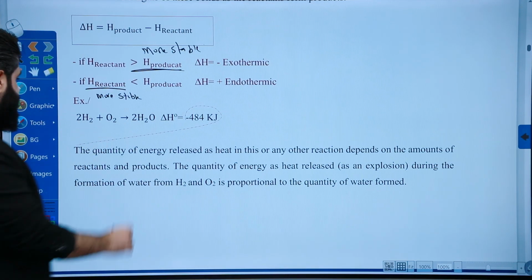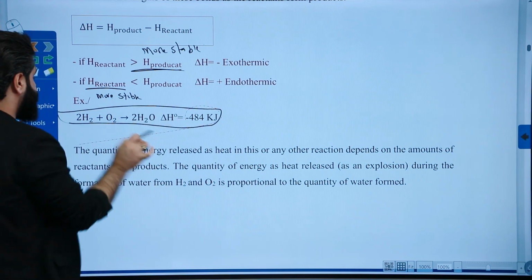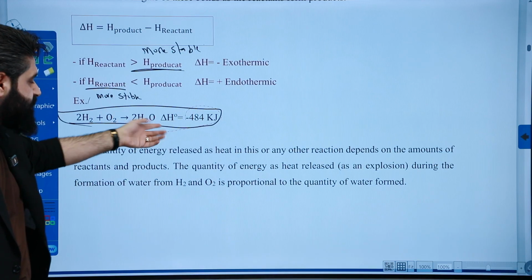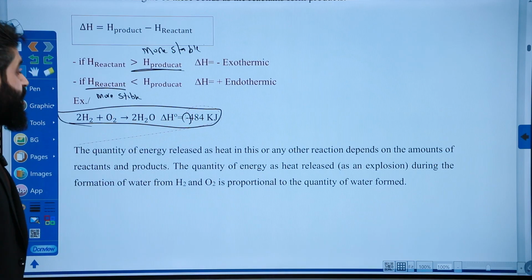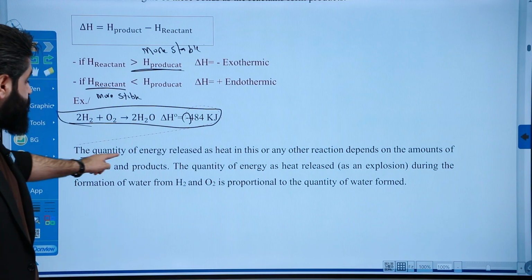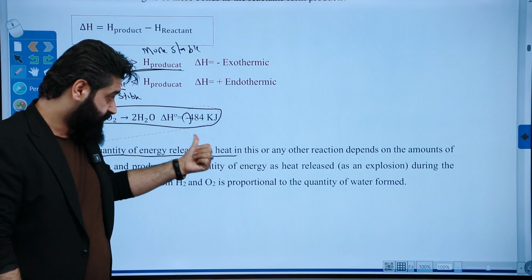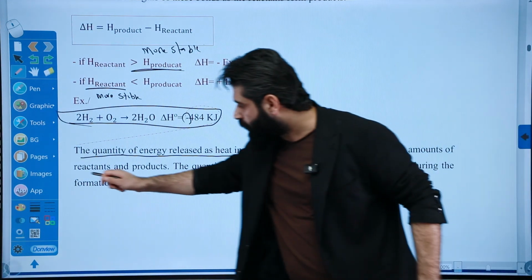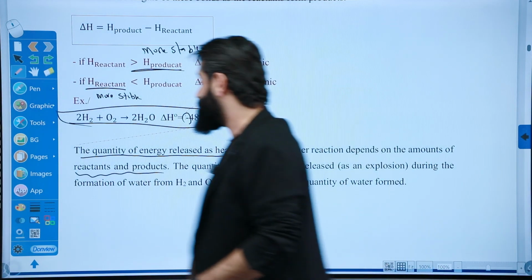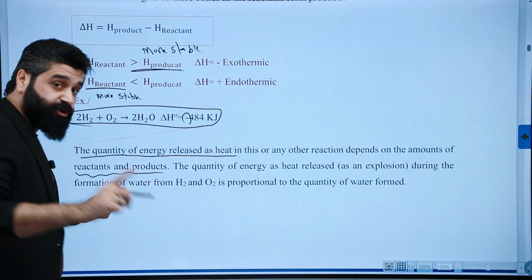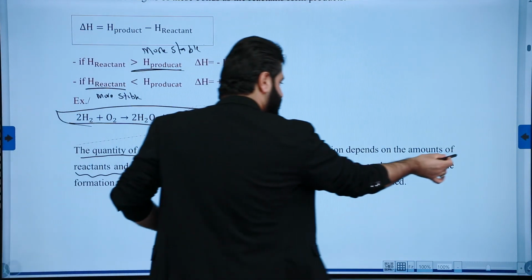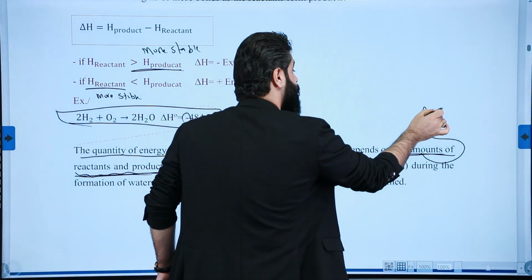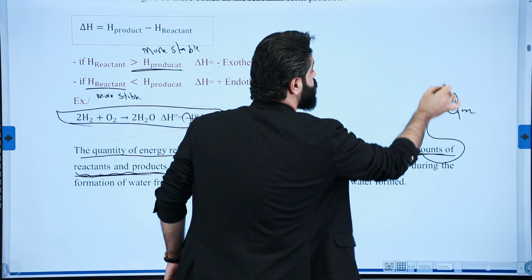Serious, let me explain this. For this reaction, the combination of hydrogen and oxygen gases to produce 2 water molecules, delta H is negative 484 kilojoules. The quantity of energy released as heat in this, or any other reaction, depends on the amount of reactant and products. Look at this. You should know, my dear, amount in the reaction stands for the number of moles. Number of moles means coefficient.